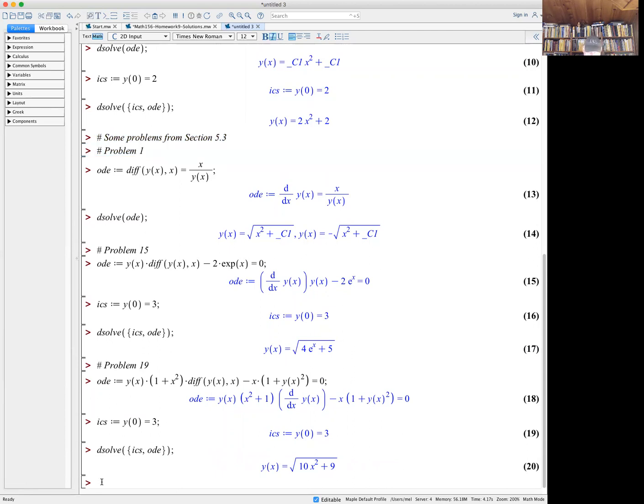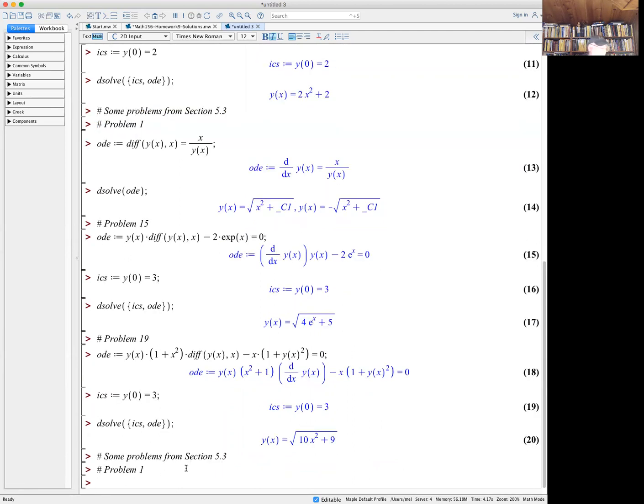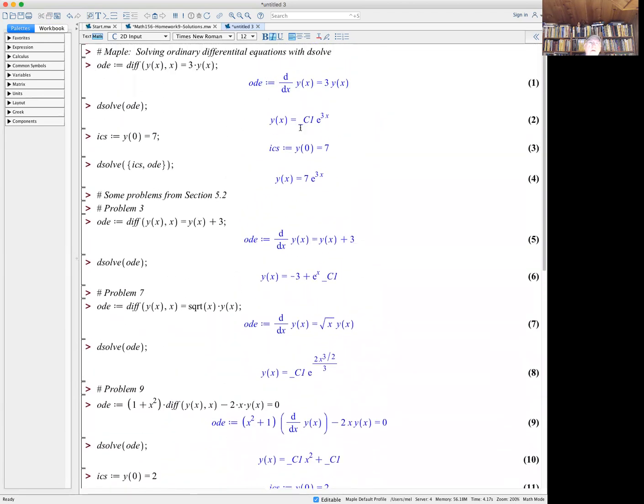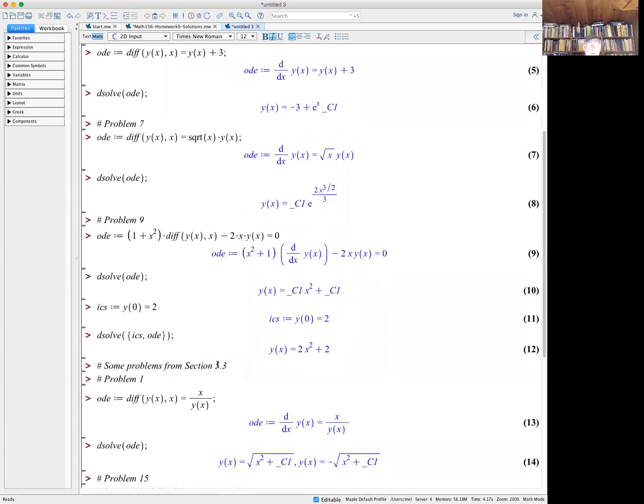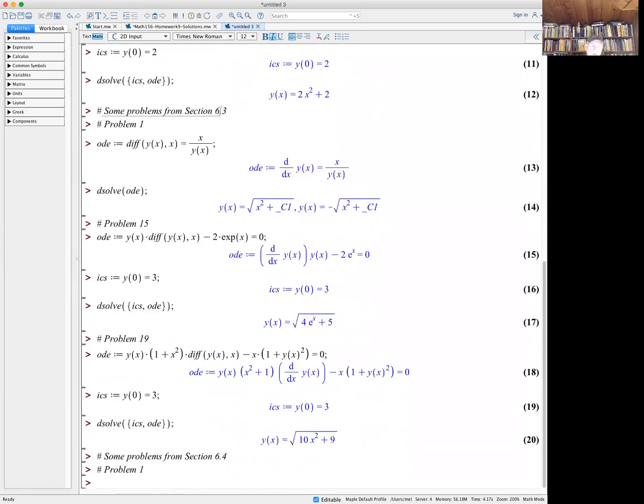Let's just do one more set of problems. This will be from section, oops, this is actually chapter 6, right? I should be saying 6.2, 6.3. So this is section 6.4. Let me just go up and correct this. This was 6.2. This was 6.3. And now we're looking at section 6.4, which is very interesting.